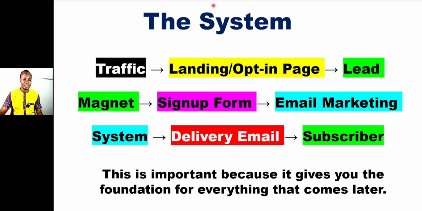Now, if you look here, this is basically how the email marketing system works. Traffic comes to your landing page or your opt-in page. Your opt-in page can also be called your landing page. Basically, a landing page is the first page a visitor lands on once they click on your ad, or maybe you made a post and shared it. The first page they land on is what is referred to as your landing page.